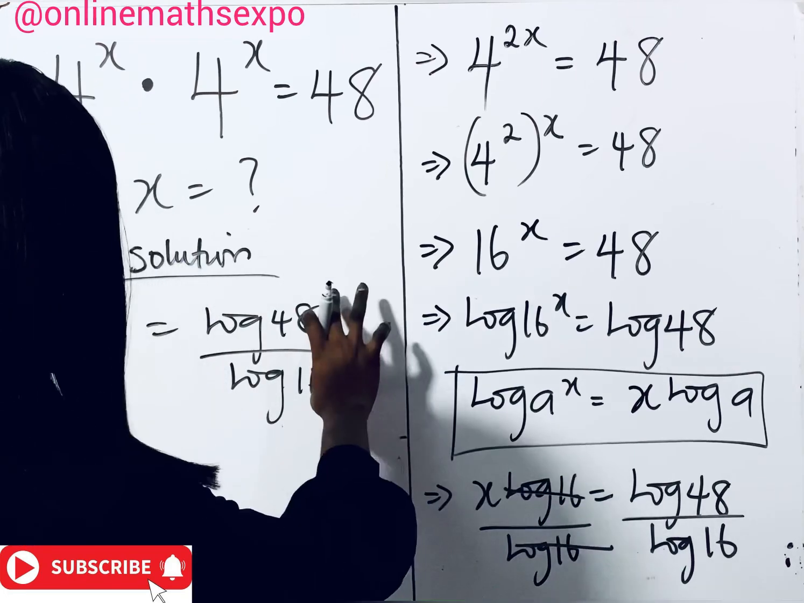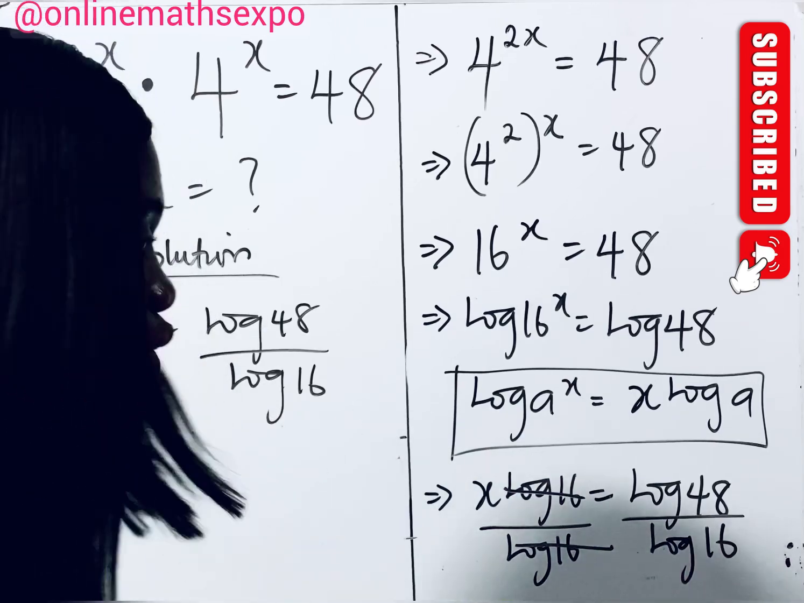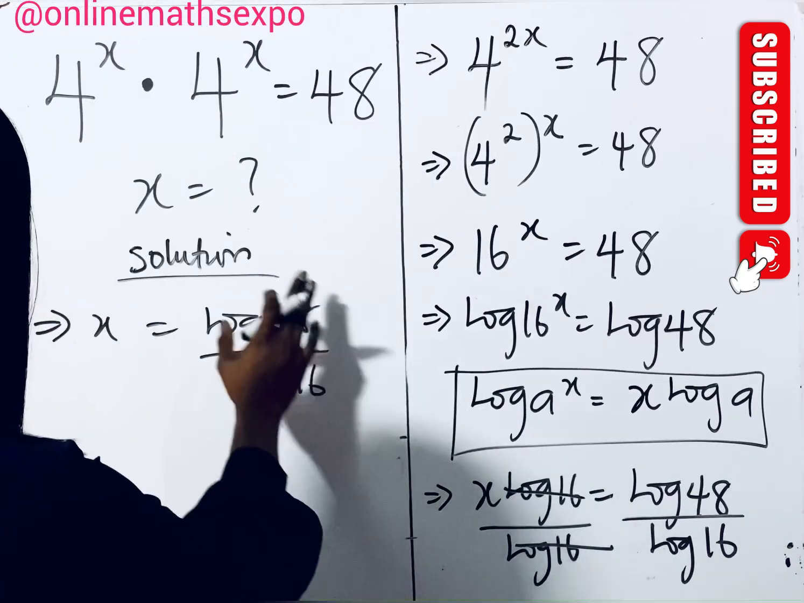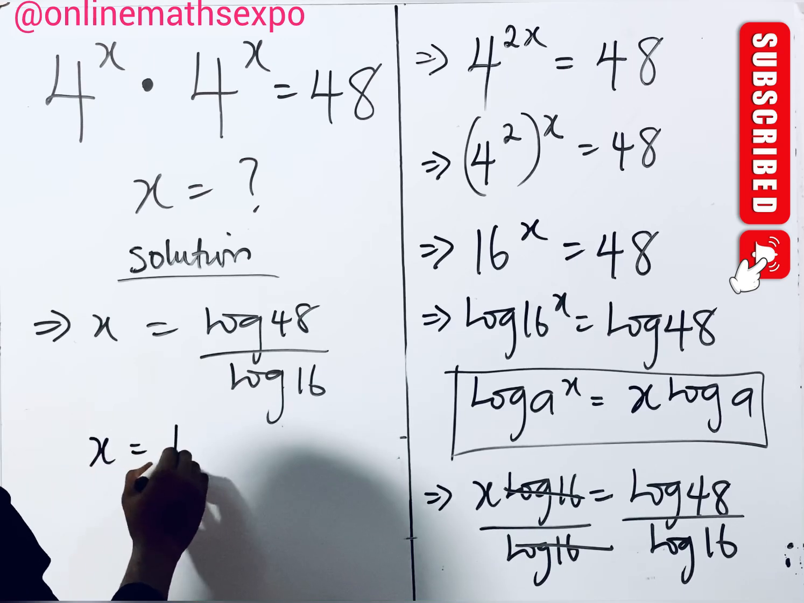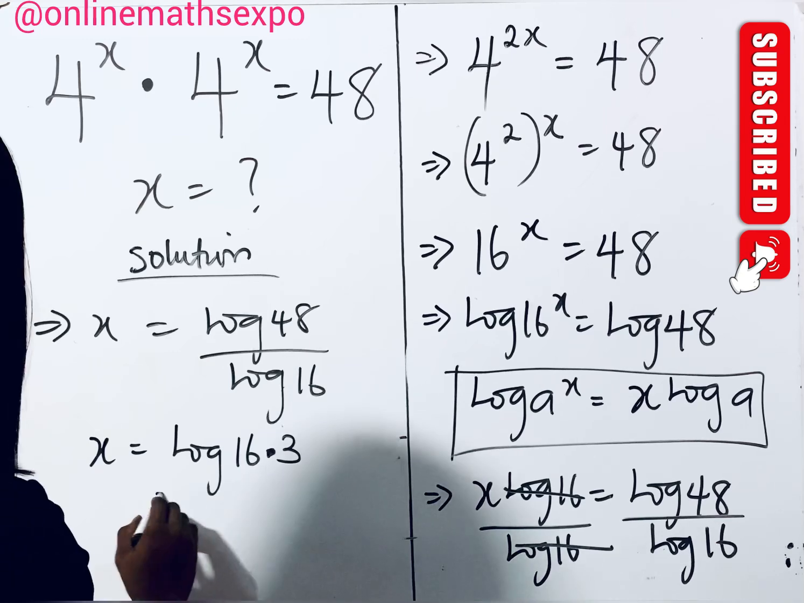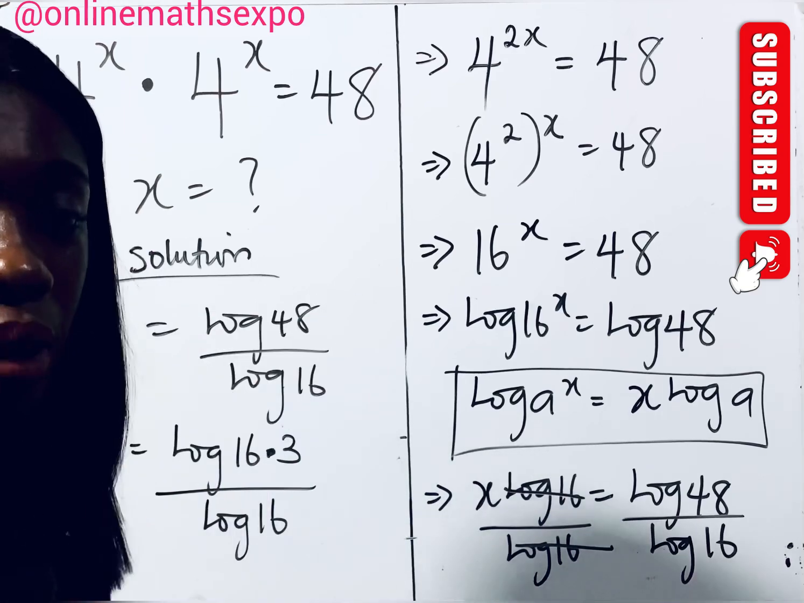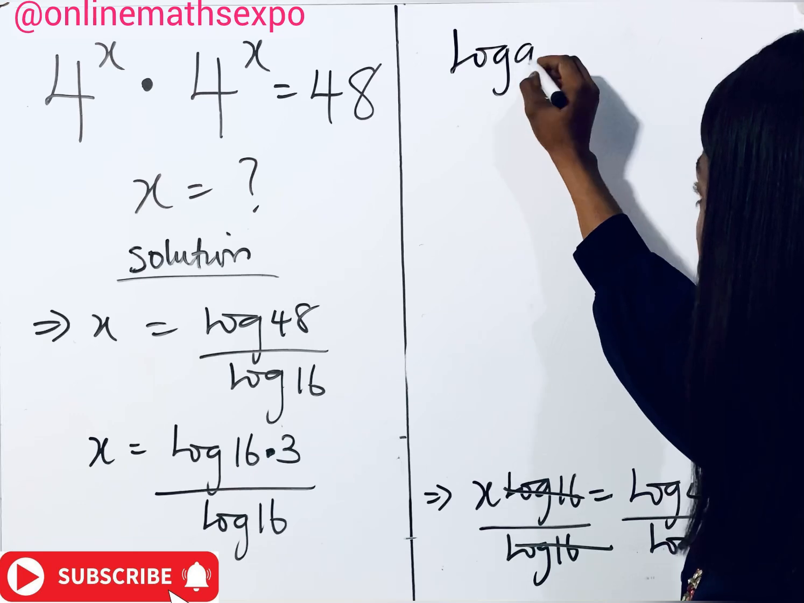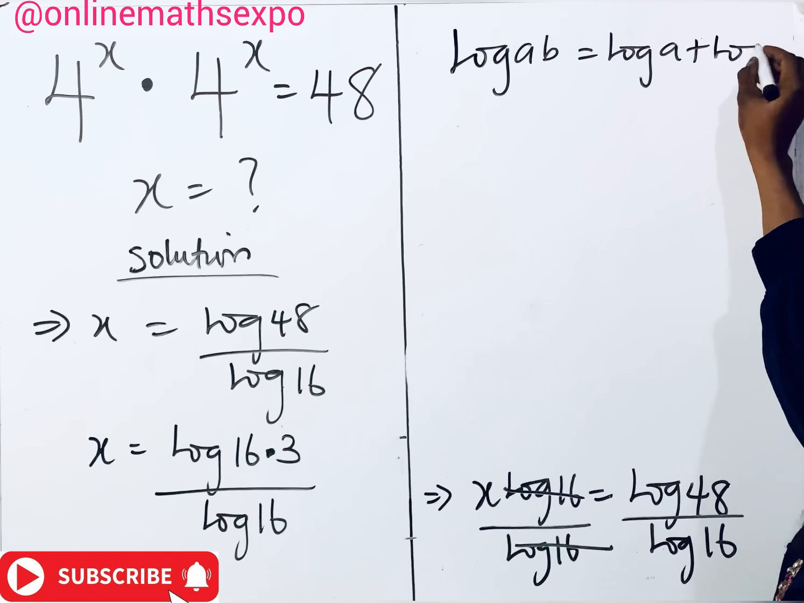Don't be too fast to conclude that this is your answer. This answer is not simplified. Remember, no calculator is needed. So what you do here is simplify this. To simplify, 48 is the same as what? 16 multiplied by 3. I hope you are seeing what we're doing. Then divided by log of 16. Remember this rule of logarithm that says log of a multiplied by b is the same as log of a plus log of b.